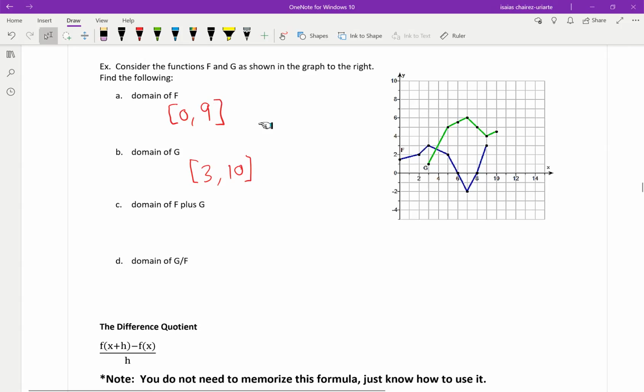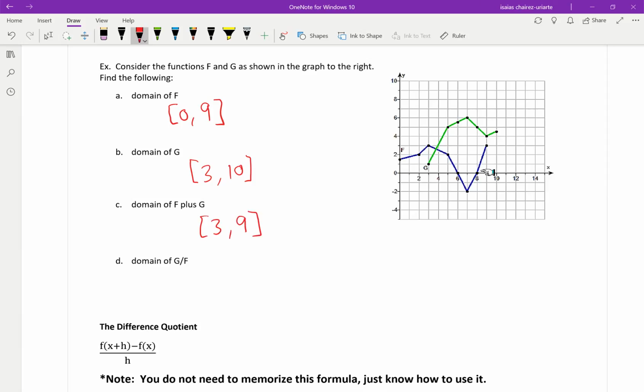So what's the overlap of the domains of the original functions? One domain is from 0 to 9. The other domain is from 3 to 10. Where do those two sets overlap? Would you agree that they overlap in between 3 and 9? That's where those two things have an overlap, 3 to 9, and it's inclusive.